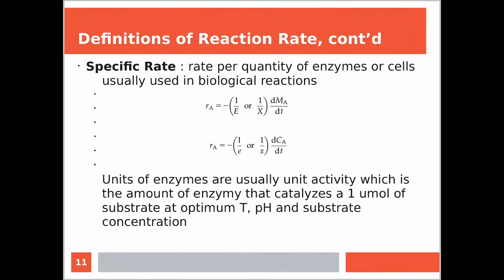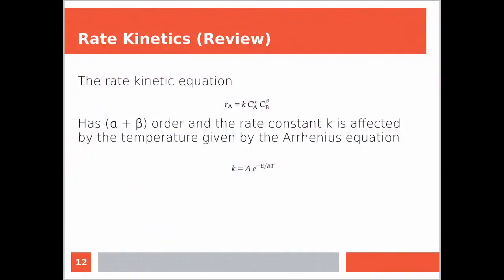So we also have a specific rate. It's the rate per quantity of enzymes or cells used in a biological reaction. So for the specific rate, we have the differential, the change in the concentration or change in the amount of your species over time, divided by your enzyme or your concentration of cells, X. The units of enzymes are usually unit activity, which is the amount of enzyme that catalyzes one micromole of your substrate at optimum temperature, pH, and substrate concentration.